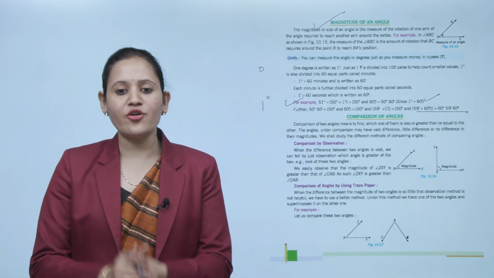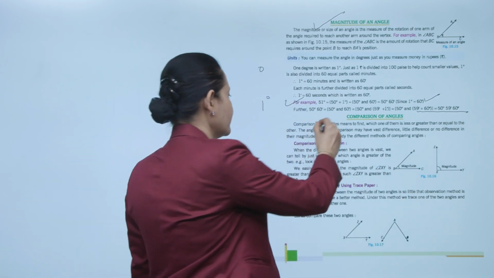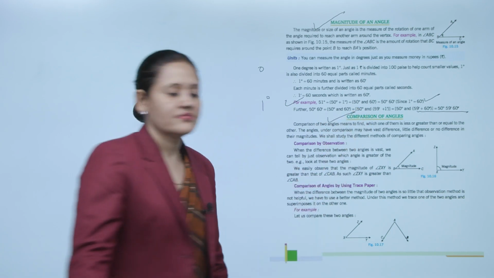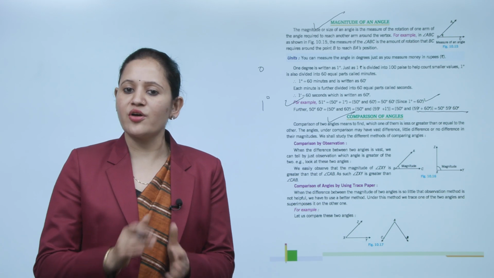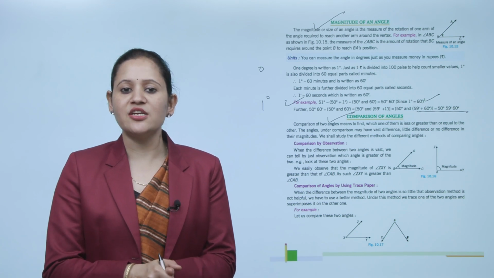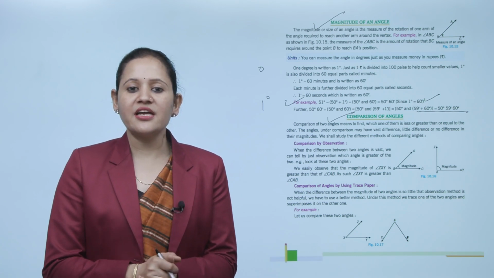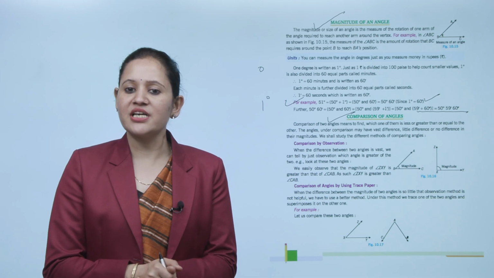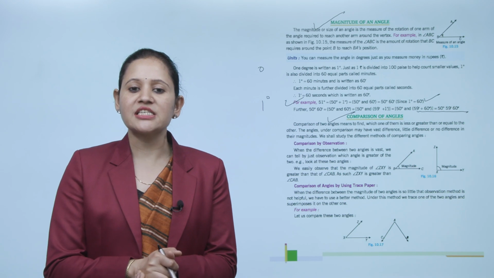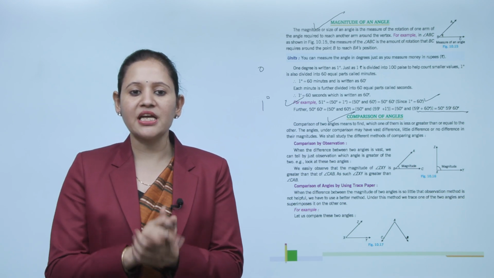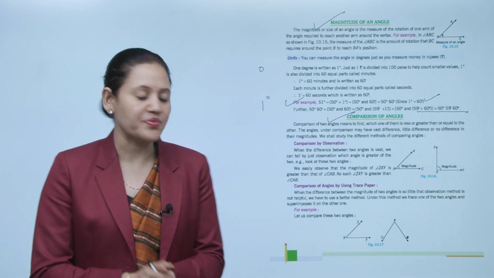Next is comparison of angles. Comparison of two angles means to find which one of them is less than, greater than, or equal to the other. The angles under comparison may have a vast difference, little difference or no difference in their magnitude. We shall study the different methods of comparing angles. First is comparison by observation.